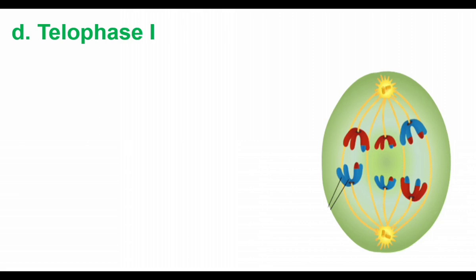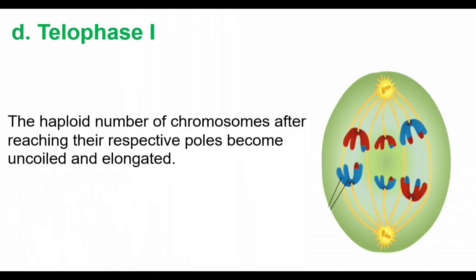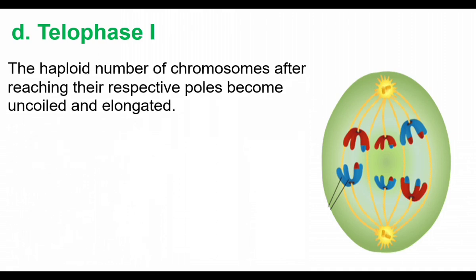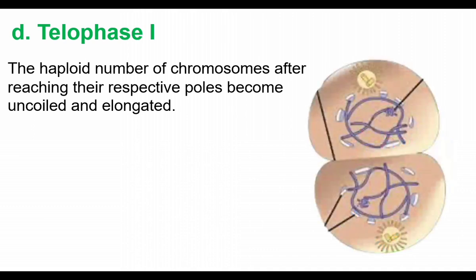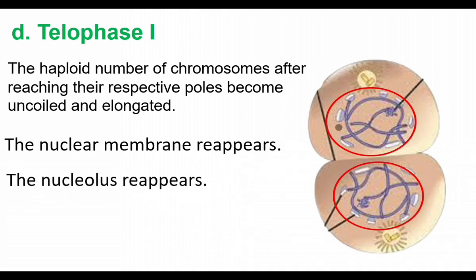Telophase is the last stage of meiosis I. The haploid number of chromosomes, after reaching their respective poles, become uncoiled and elongated. Chromosomes are thick structures. They uncoil and form a chromatin net. This diagram shows uncoiling and formation of chromatin reticulum. The nuclear membrane reappears. The nucleolus reappears.